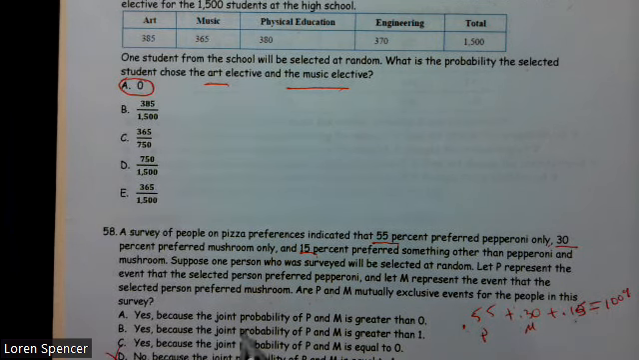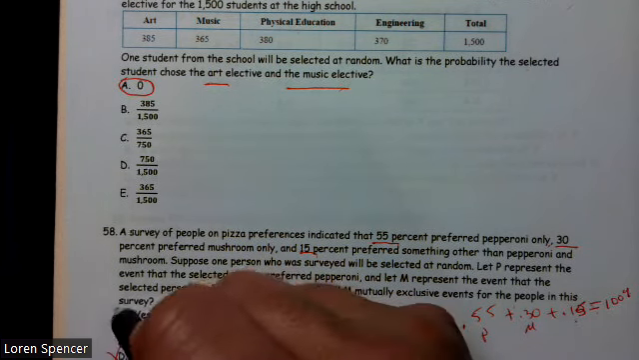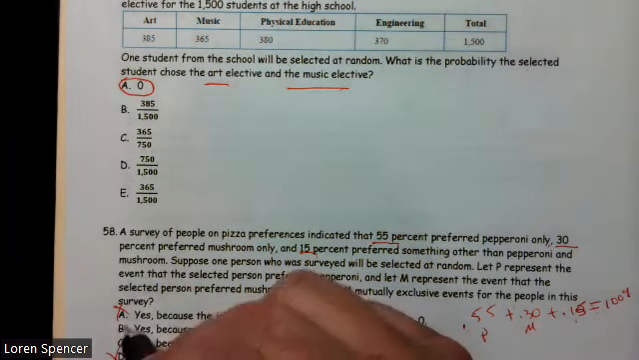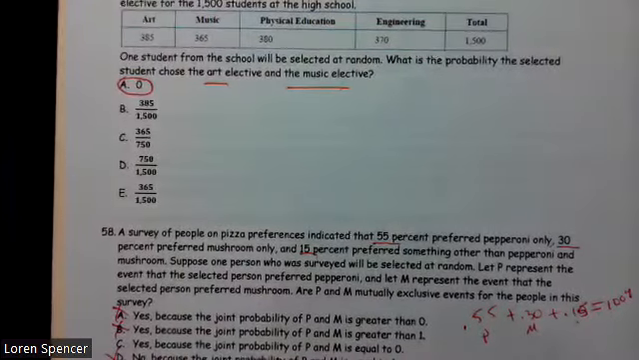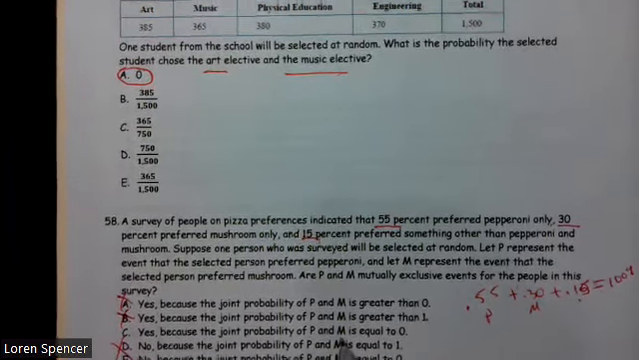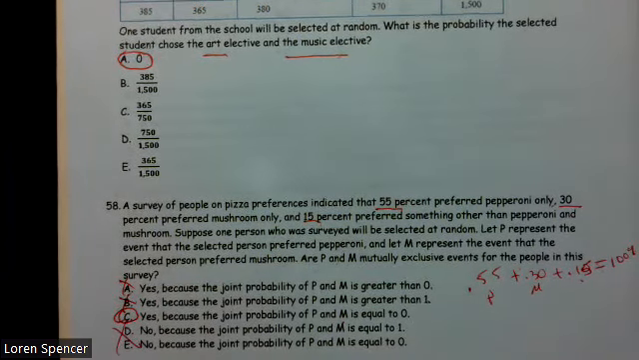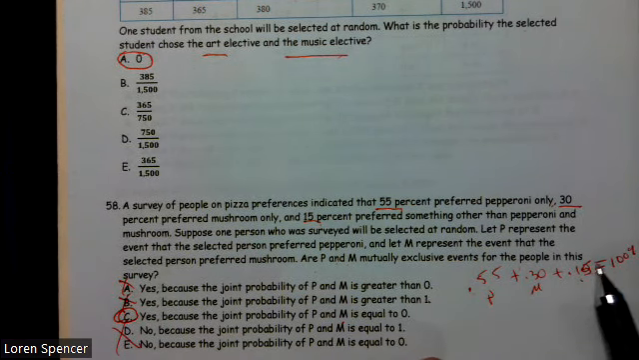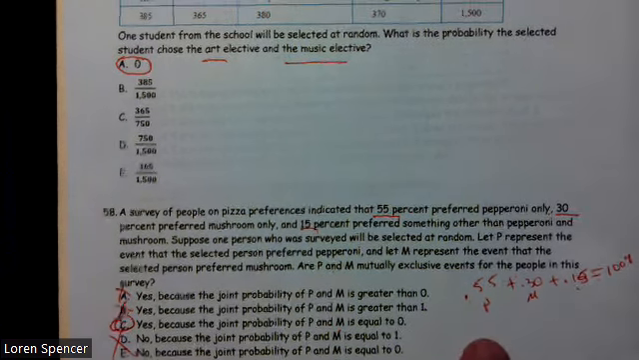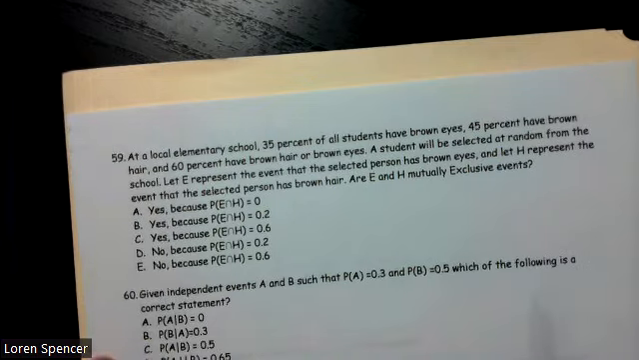So let's get rid of those no's. Is it because the joint probability of P and M is greater than 0? No, not greater than 0. It equals 0. Yes, because the joint probability of P and M is equal to 0. All right, the joint probability is the overlap. There is no overlap. And we checked that out because when we added this up, it added up to exactly 100%. All right, number 59.